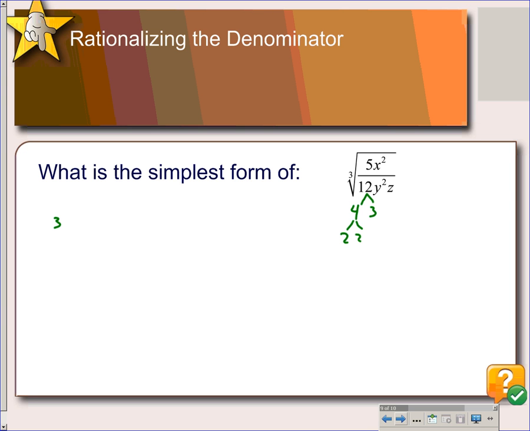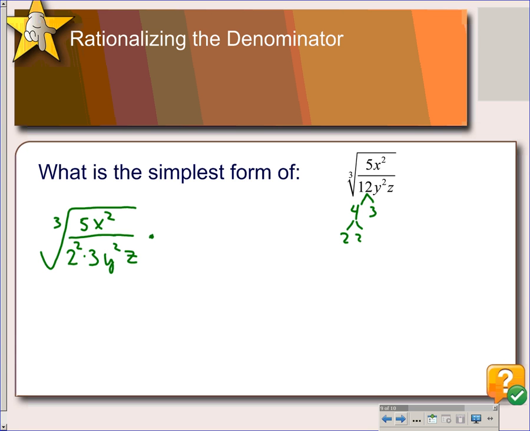So let me rewrite it. We have 5x squared on top. We have 2 squared on the bottom times 3. And then we have y squared and z. Okay, we cannot leave the radical in the denominator, so what we'll have to do is multiply this fraction times equivalent fractions that equal 1 so that we can get rid of all the radical notation.